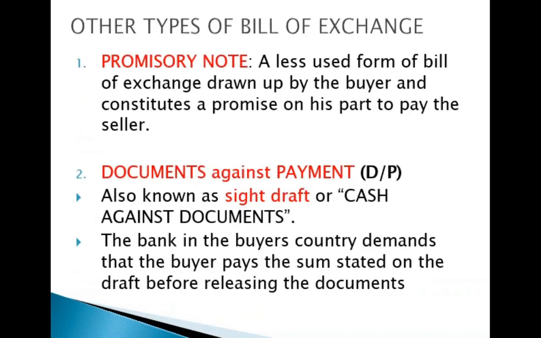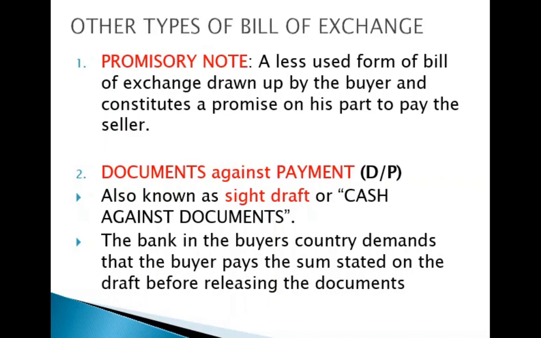Types of bill of exchange. The first one we refer to is called a promissory note. This is a less used form of bill of exchange drawn up by the buyer, and it constitutes a promise on the buyer's part to pay the seller.